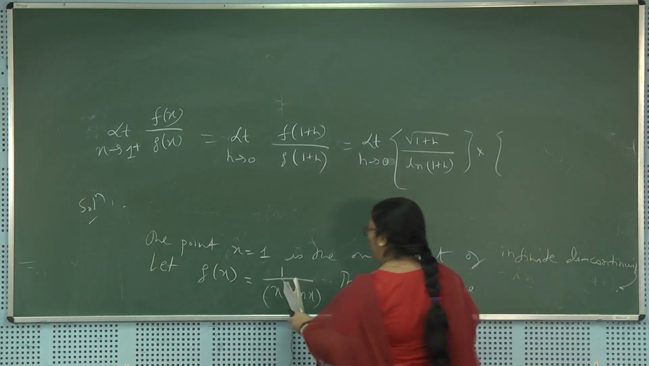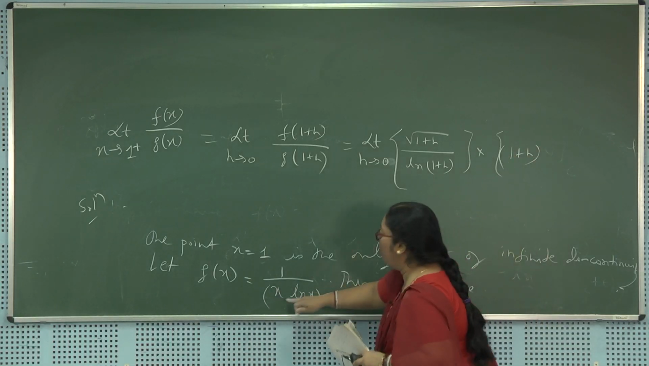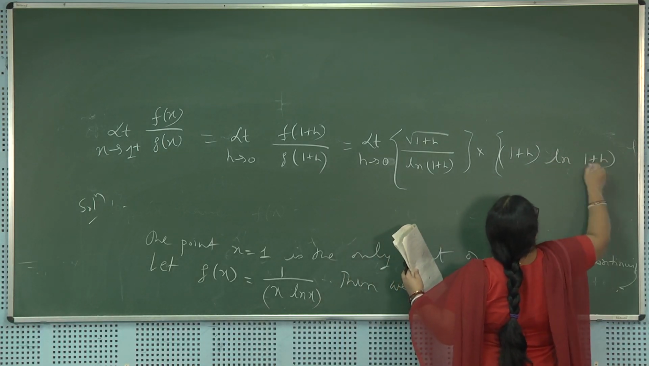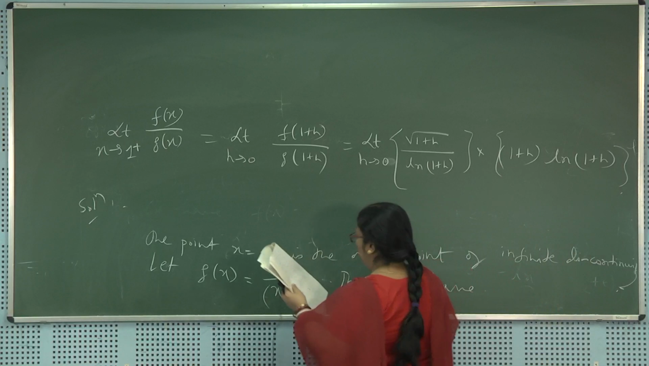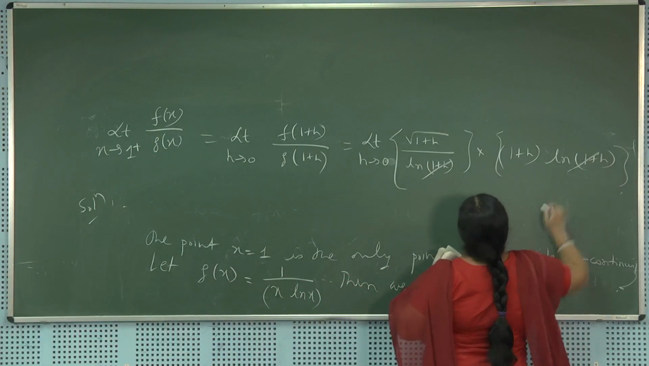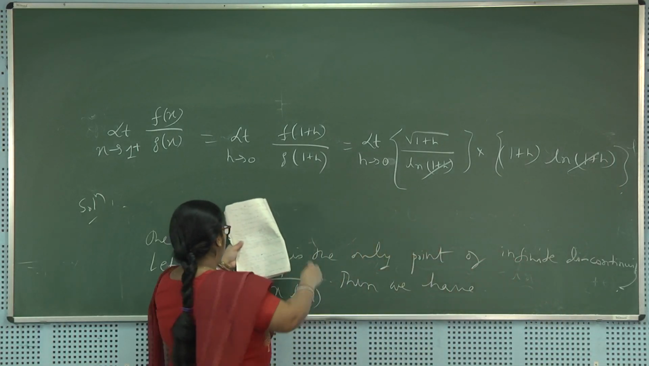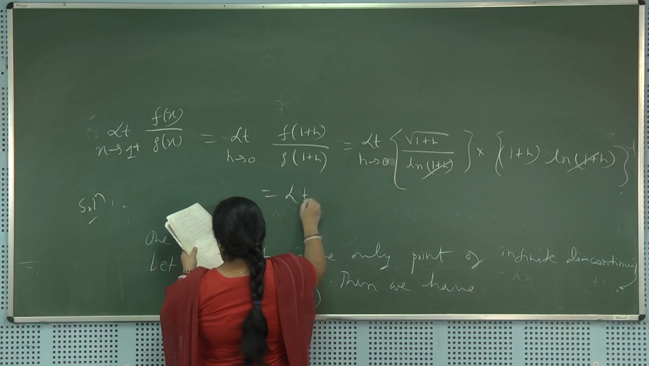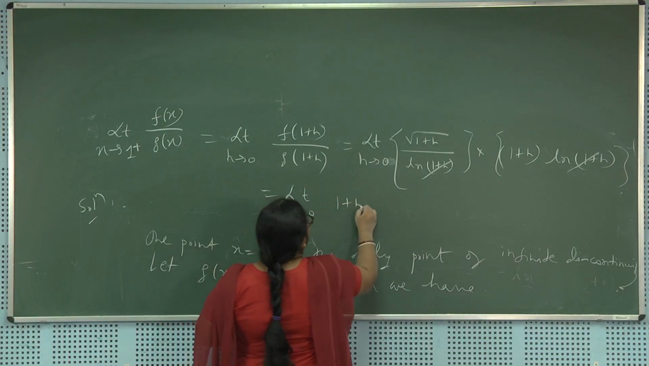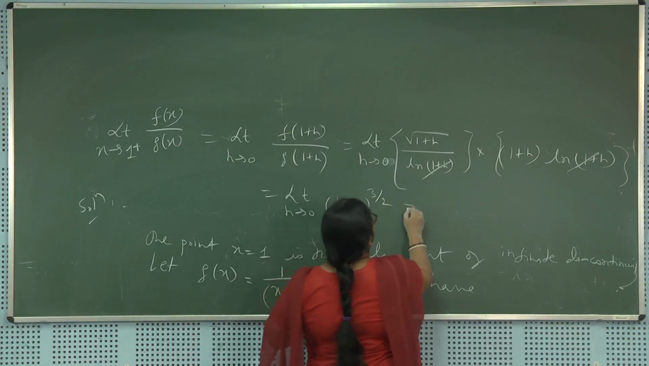So, g x will be with x replaced by 1 plus h, and log x will also be replaced by log of 1 plus h. Now the log can be cancelled, because h is a number which is approaching 0, it has not yet reached 0. So, we can cancel it out. So, this will become limit h tends to 0 of (1 plus h) to the power 3 by 2. If you substitute h equal to 0, it will become 1.